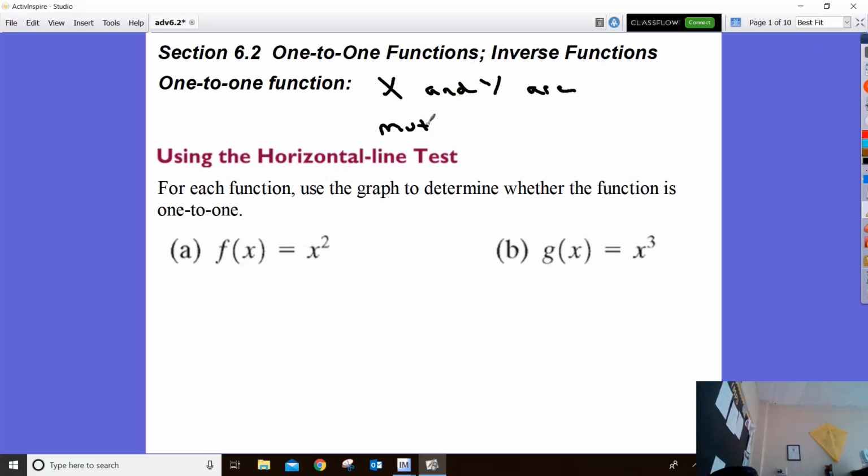which is just another way of saying that. Mutually exclusive is a word that probably everybody ought to know. Does anybody know what it means to be mutually exclusive?